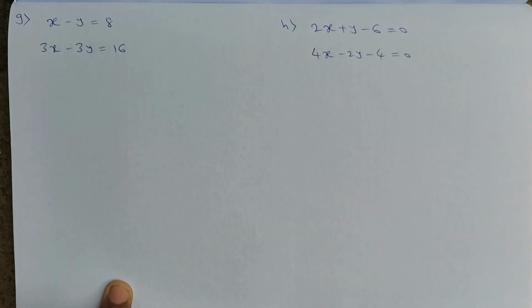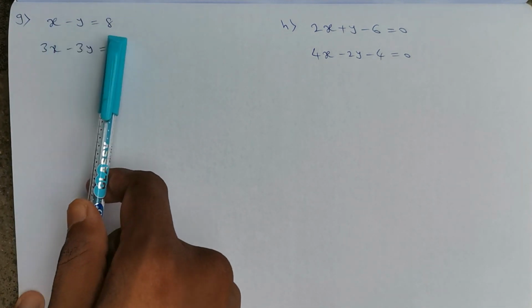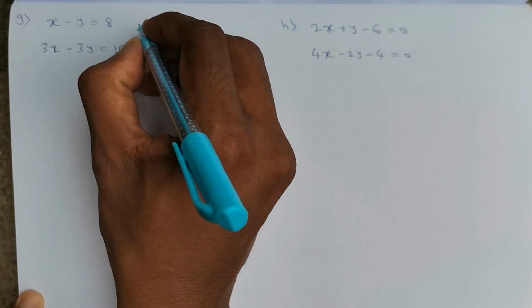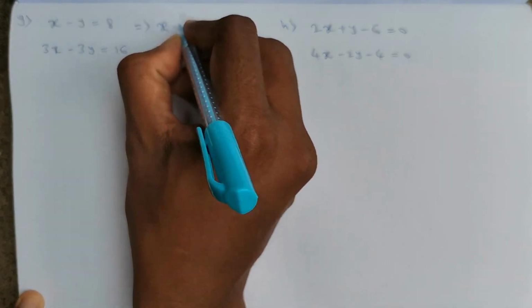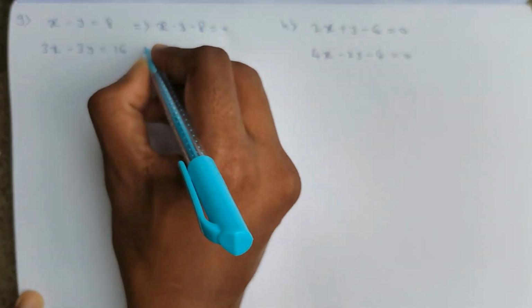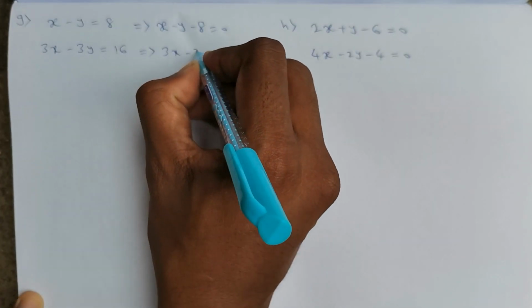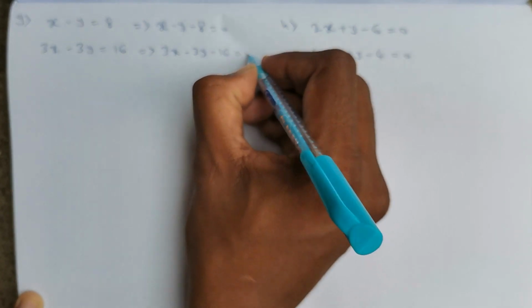Okay, let's take the next question. x minus y is equal to 8, 3x minus 3y equals 16. This plus 8 I will take to the left side. So we get x minus y minus 8 is equal to 0. Here 16 also I am taking to the left side. So we will get 3x minus 3y minus 16 is equal to 0.